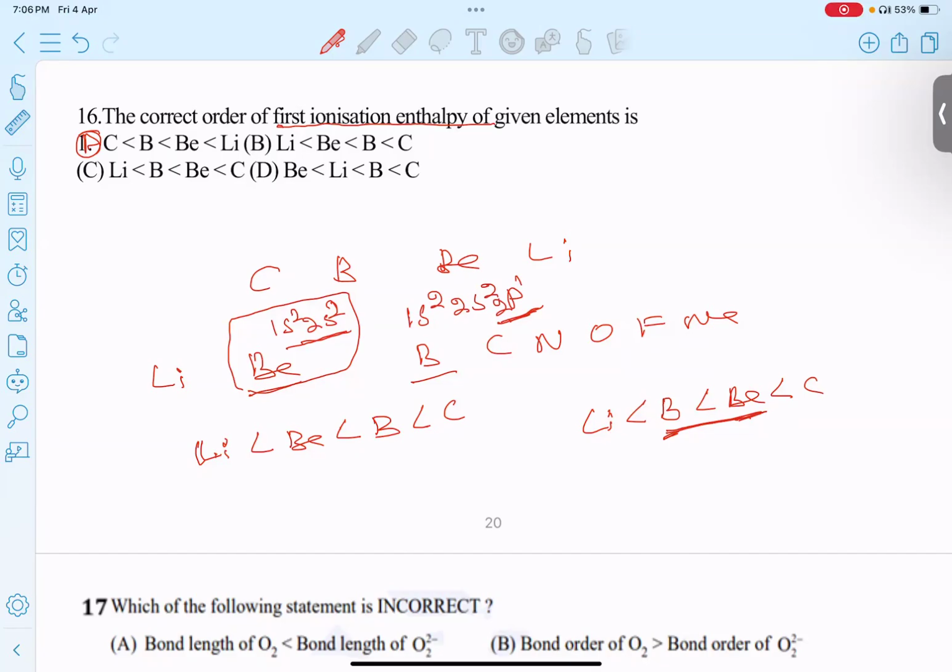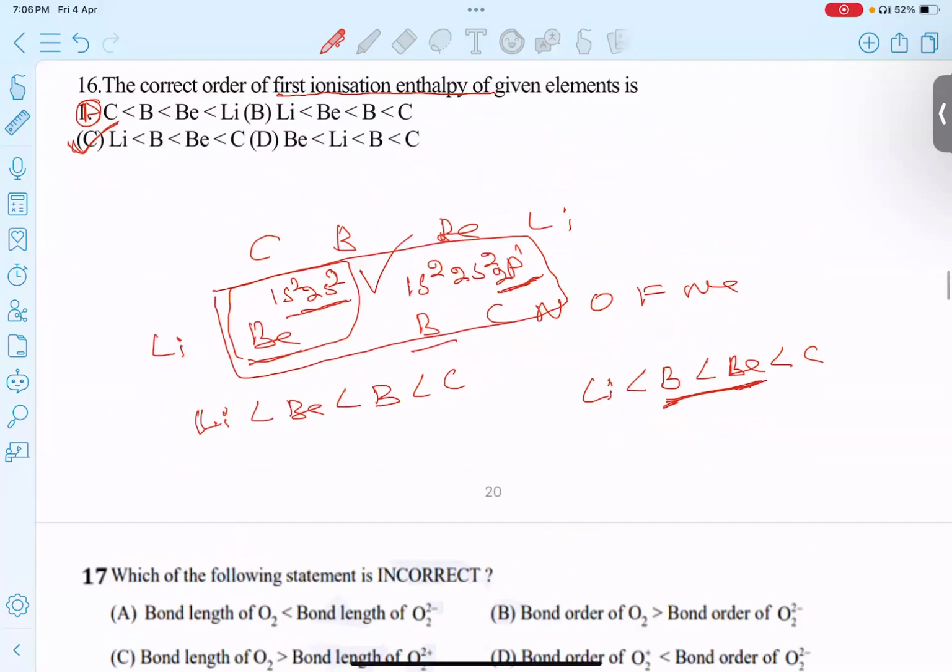Therefore, the correct sequence is lithium less than boron, then beryllium, then carbon. Option C is correct: lithium less than boron, less than beryllium, and less than carbon. The reason behind this change in first ionization enthalpy of beryllium and boron is their electronic configuration. Beryllium has a stable electronic configuration.